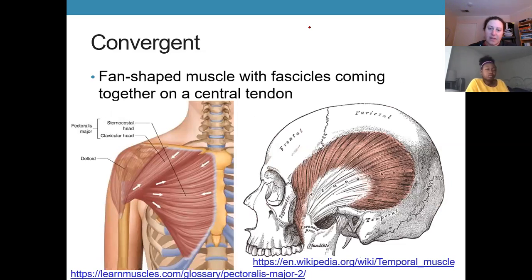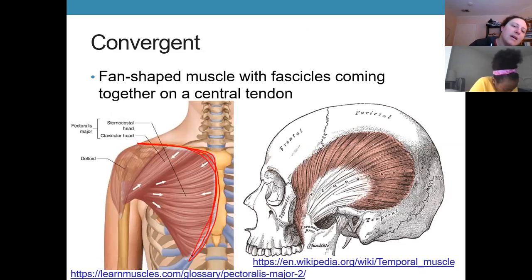Convergent is another one. So with a convergent muscle, the fascicles are broadly attached on one side. So we have a lot of attachment here, but all of them come together onto a very small attaching tendon. So it's convergent because when things converge, they literally come together. And this is a very powerful type of muscle.